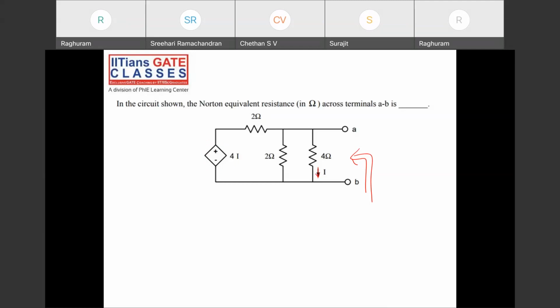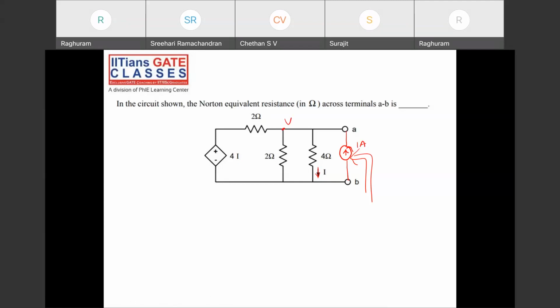Yeah. Now, how to do this? This is something called a dead circuit. What's a dead circuit? If there is no independent source, then it is called a dead circuit. How to solve a dead circuit? Activate the circuit using an independent source, a voltage source or a current source of known value, 1 ampere. Okay, find VAB now.